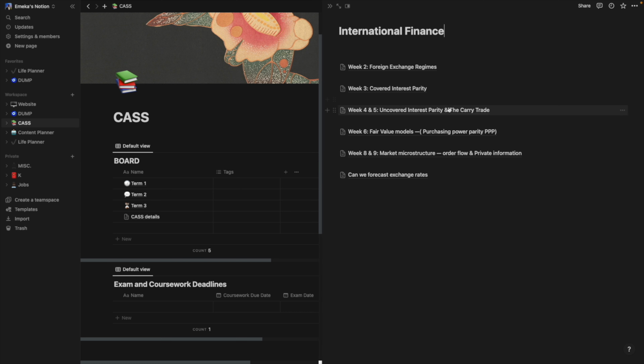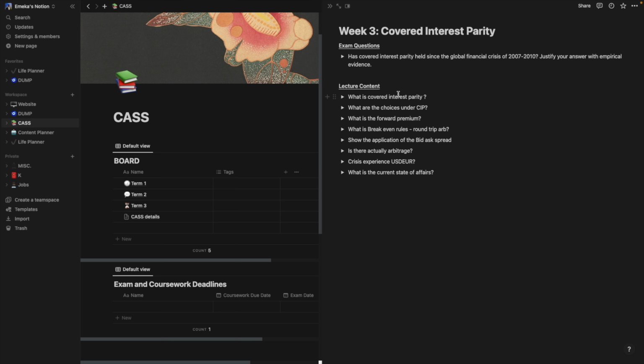Let's go into a random one and see what's there. So if we go into week 3, let's just pick week 3. As you can see, what is the exam question? Has covered interest rate parity held since the global financial crisis? As you can see, there are just questions there. There are no answers below, and that's because you want to test yourself. I see the question, what is covered interest rate parity? What people do is convince themselves they know it by somehow repeating what is already written there, but no, what is covered interest rate parity?